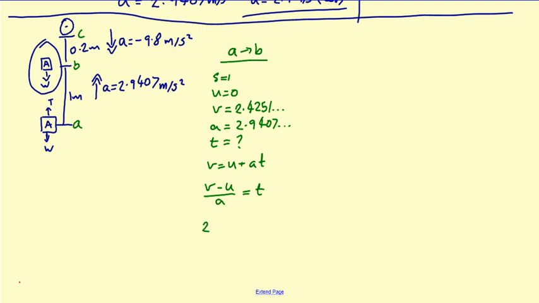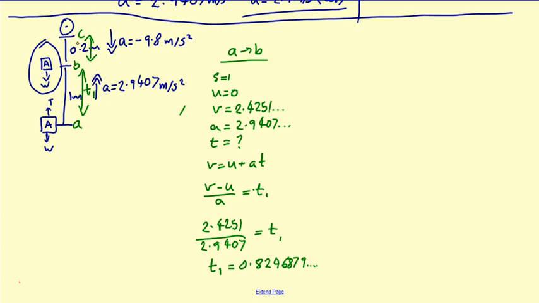So we're going to get 2.4251, subtract 0, divided by 2.9407 equals T1, because that's this here, T1 from there to there. And so we get T1 equals 0.824687, something. Not all those digits will be accurate because I'm rounding, but enough of them to be accurate, that's fine. We now need to work out the time difference from B to C, the last 0.2 meters. So I'm going to call that T2.